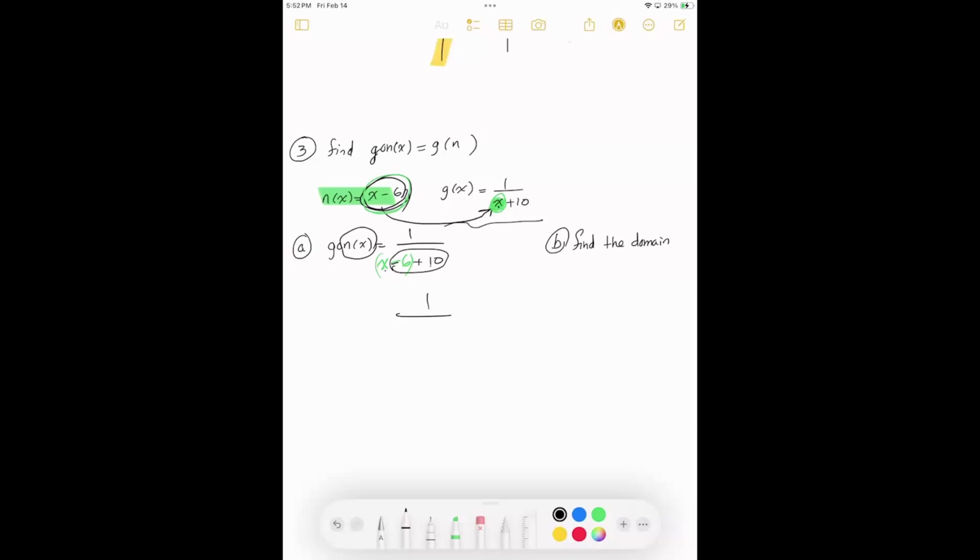Minus 6 plus 10 is 4. We get x plus 4, and that is our g of x. It says find its domain.